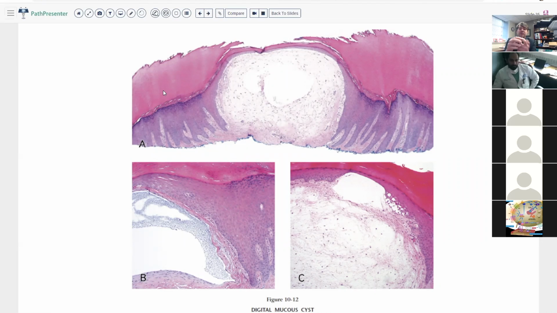And so these lesions are a little pocket of mucin that arises there and almost always fills the dermis, up into the papillary dermis, and pushes up into the epidermis, pushes the epidermis upward over top of it, and thins out the epidermis oftentimes, okay? There are two different patterns, I think, that you can see with digital mucous cyst, okay?